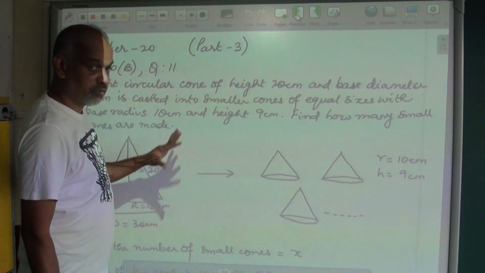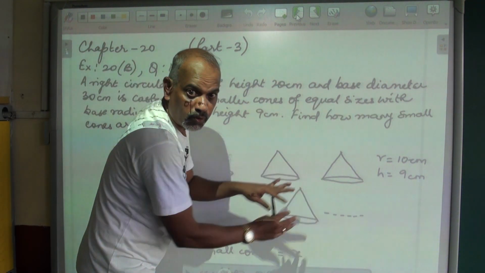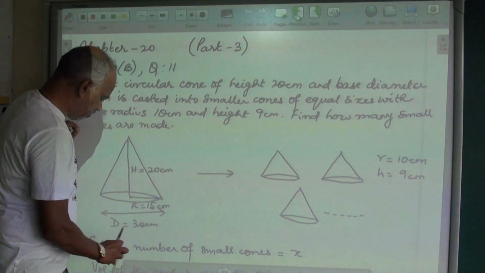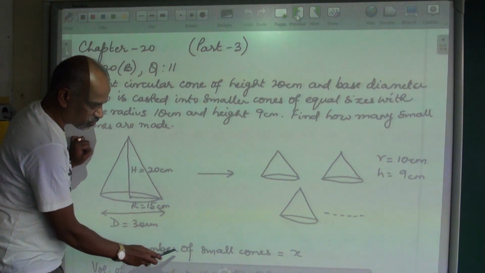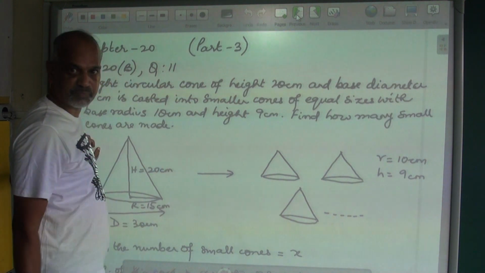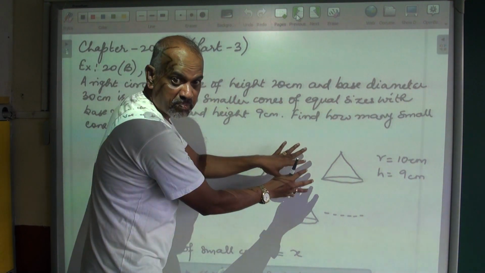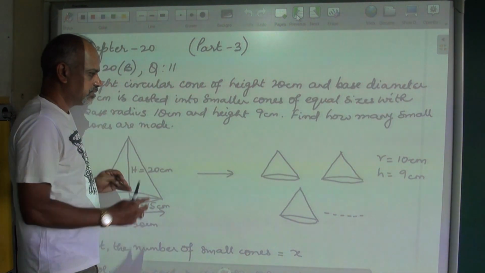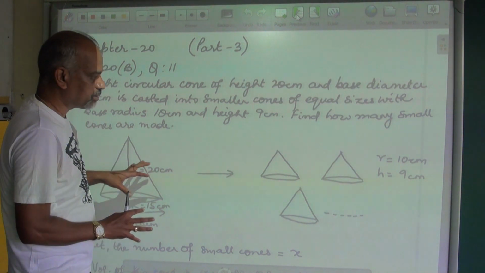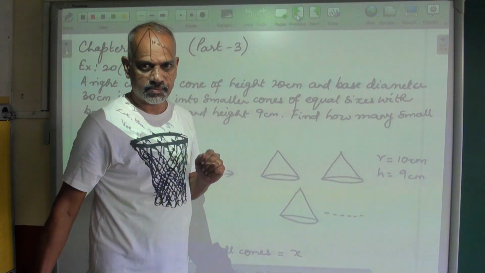So the first thing that you have to consider is, this is melted and made into these small cones. Now you don't know how many small cones are going to be made. Therefore, the first assumption is, let the number of small cones which you are going to make be x. So this is melted and made into x number of small cones. So the relationship here is the volume of this big cone must be equal to the volume of all these x small cones which you are making.